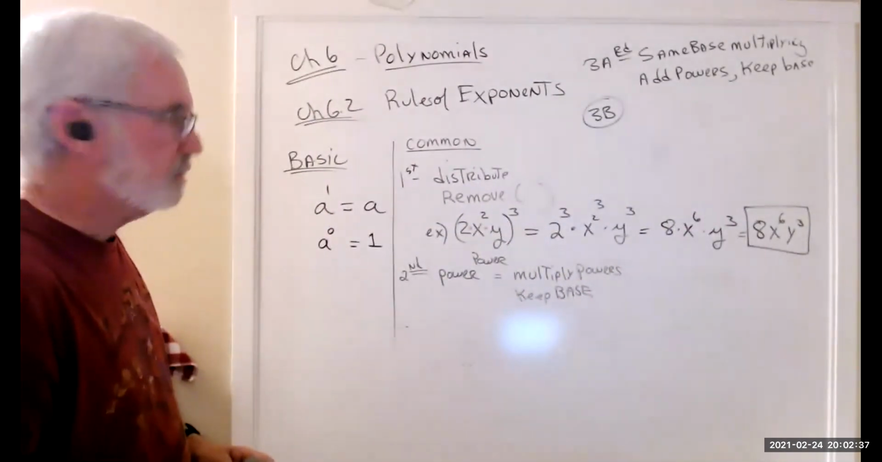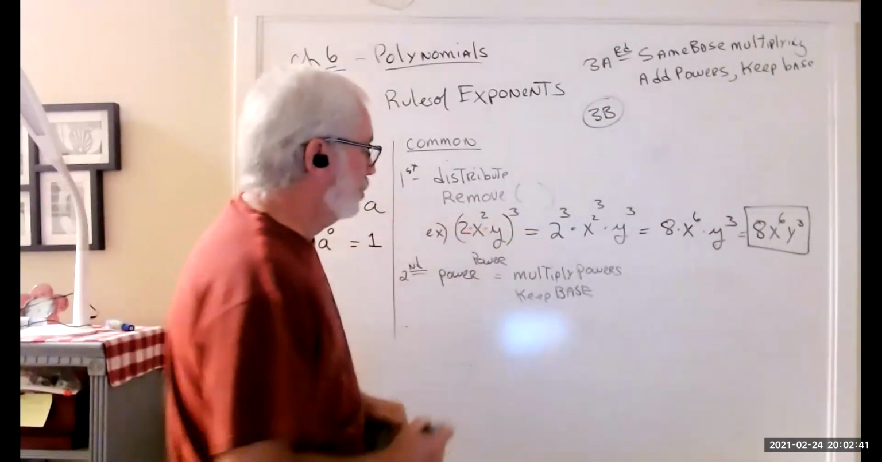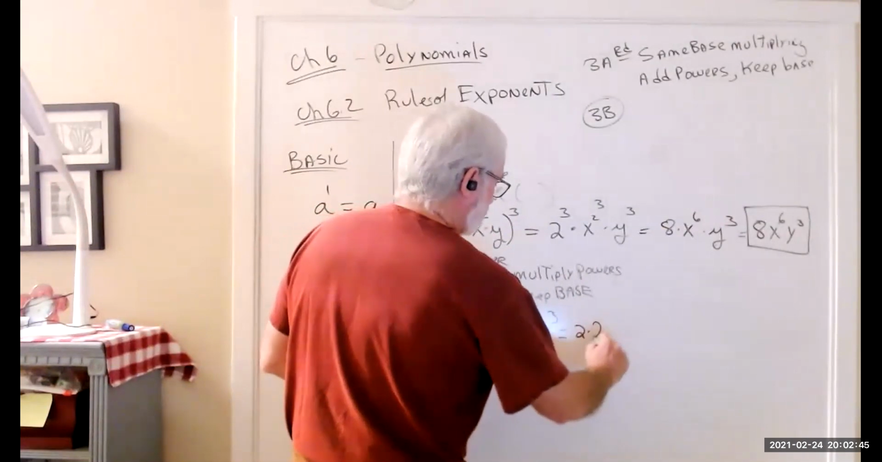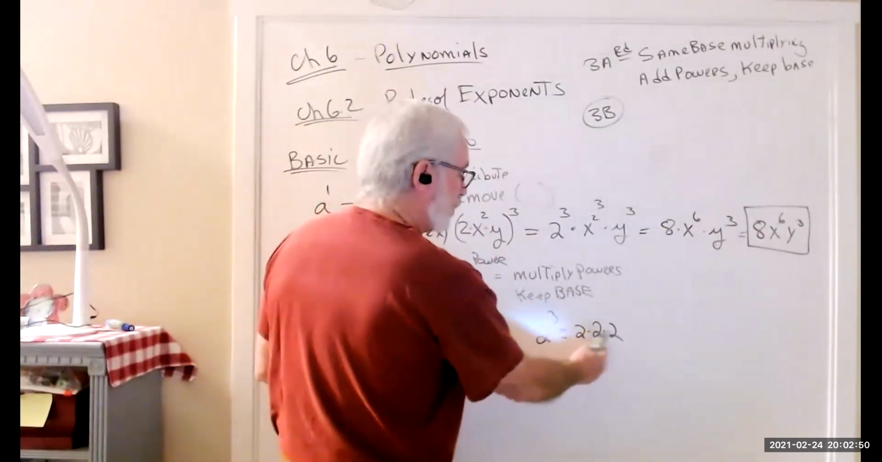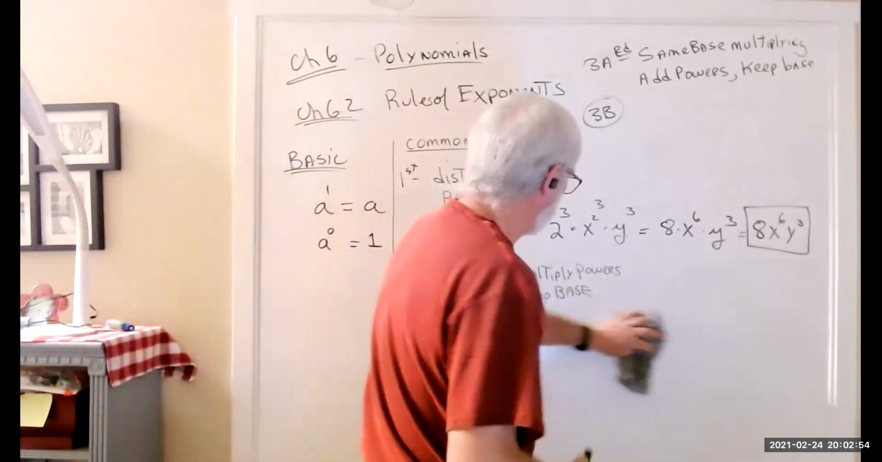Just a quick question. How did you get the 8? 2 to the third. Go off to your scratch paper. 2 to the third means 2 times 2 times 2. 2 times 2 is 4, times 2 is 8. Got it. Thank you.